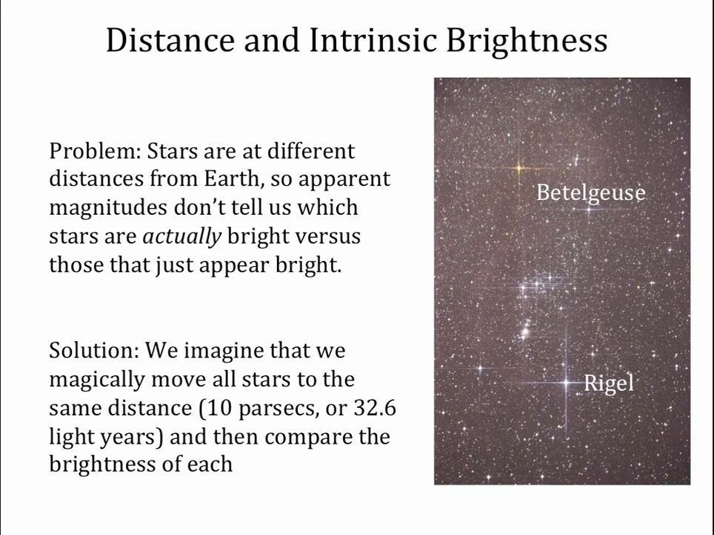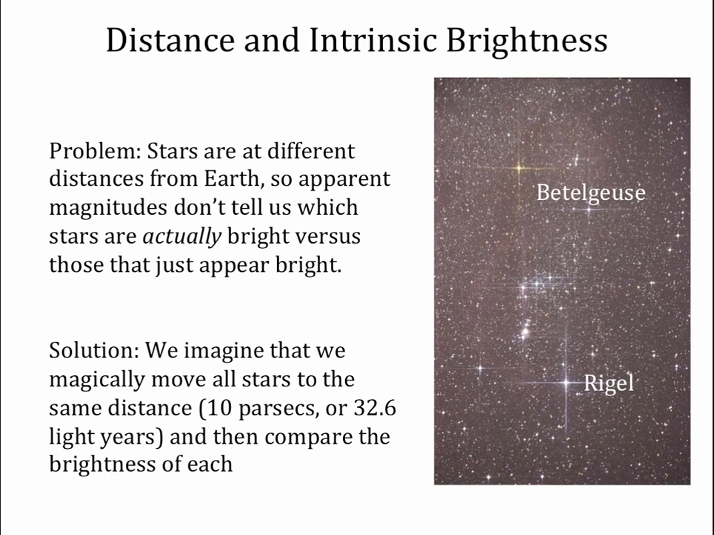to us. So what we as astronomers do once we measure distances to stars is we imagine that we magically move the stars to the same distance, to a distance of 10 parsecs. Because if they're all at the same distance, then any difference in how bright they appear is actually a measure of how different in brightness they actually are, which star is putting out more energy. But that's only true if they're all at the same distance.